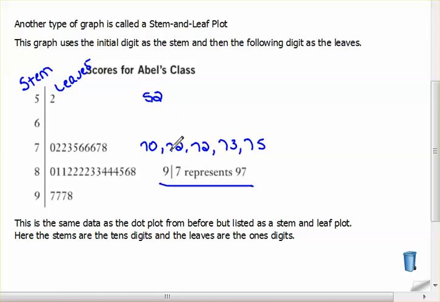This is the same data that we saw before in the dot plot, but it's just listed in a slightly different manner. And you'll notice that the number that's in the tens digit, that's what we're using for our stem, and the number that's in the ones digit, that's what we're using for our leaves.